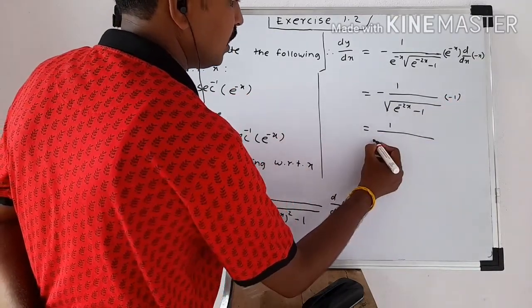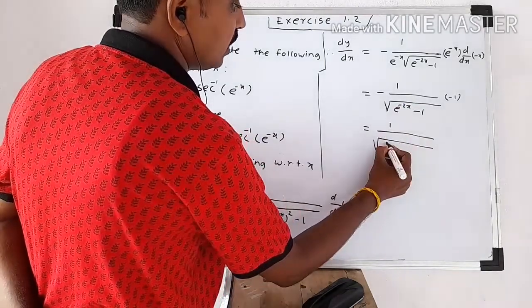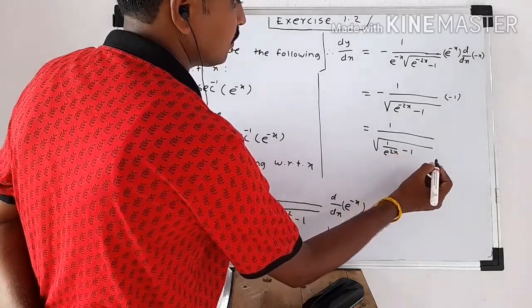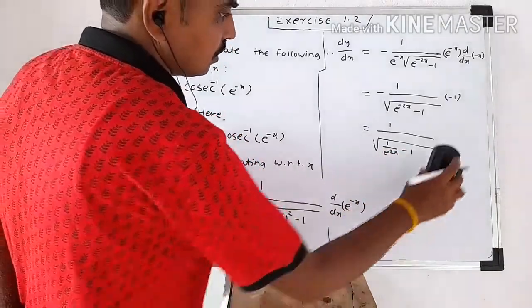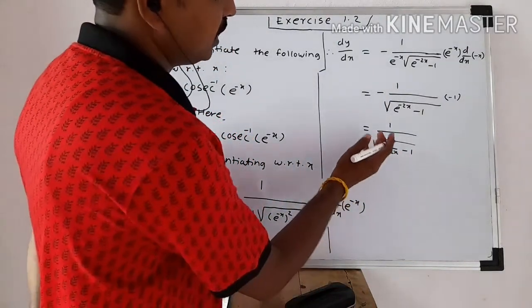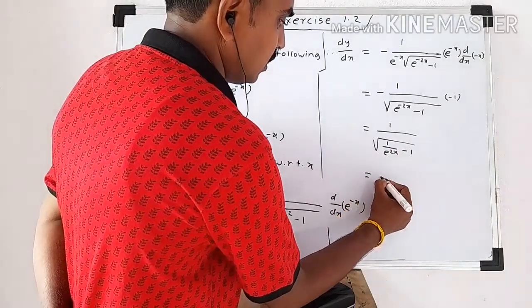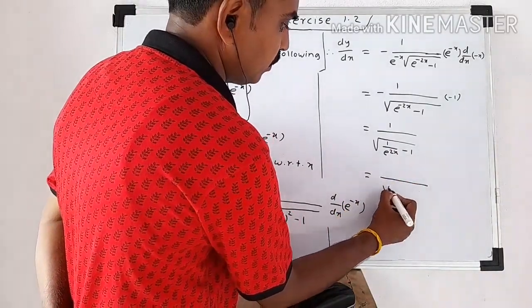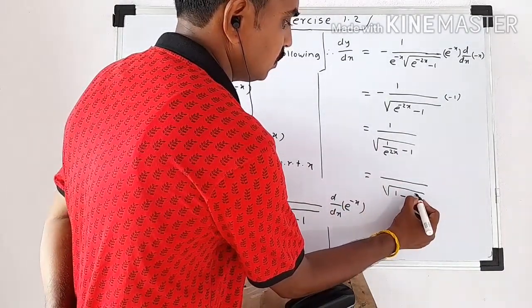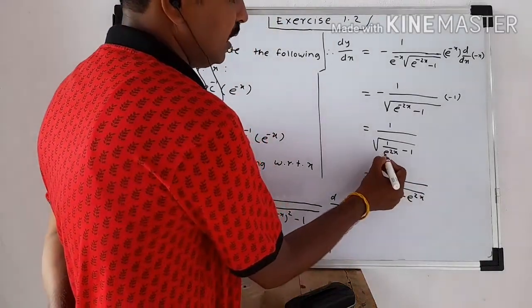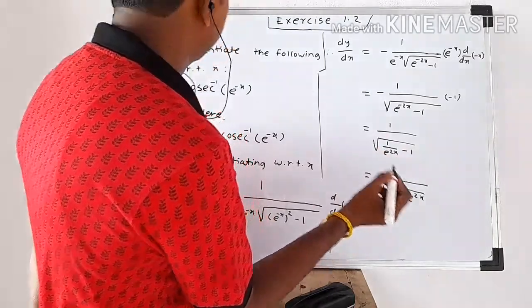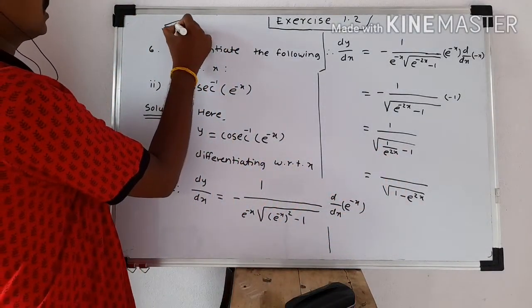Therefore we get 1 divided by root of e raised to minus 2x minus 1. Here the negative exponent can be written in terms of positive as 1 divided by root of 1 divided by e raised to 2x minus 1. This will be our required derivative of y with respect to x. Now we write this in simplified form. First of all we will write in root sign 1 minus e raised to 2x, and the term in denominator is e raised to 2x, and square root of e raised to 2x.